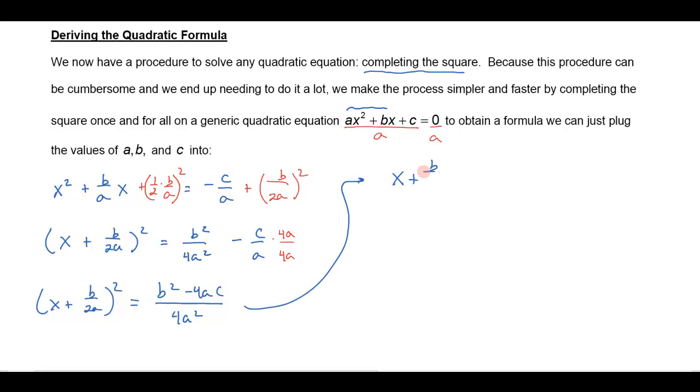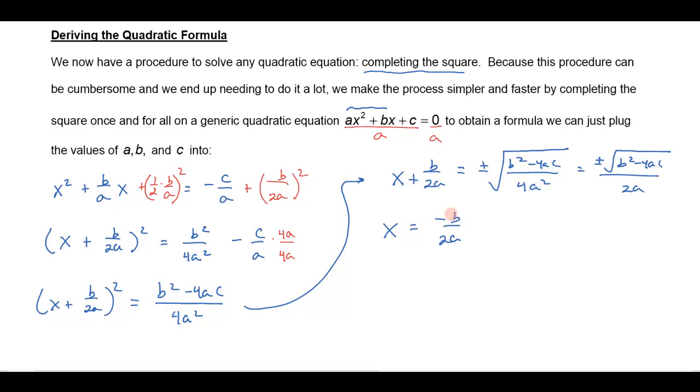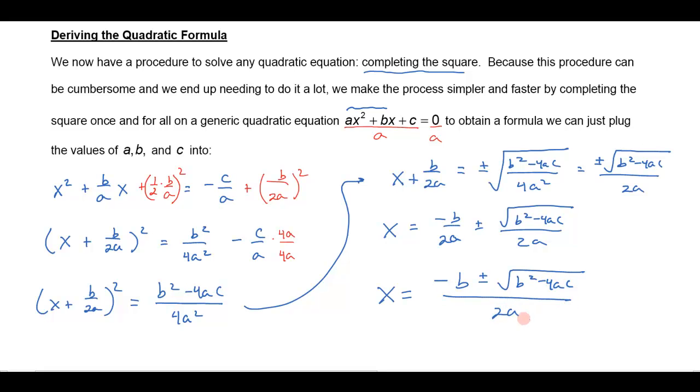and that will give me x plus b over 2a is plus or minus the square root of everything on the right hand side here. So I've got the square root of b squared minus 4ac all over 4a squared, and I can go ahead and take the square root of the 4a squared, right? And that'll be plus or minus the square root of the numerator, and the square root of 4a squared will just be 2a. Alright, so let's go ahead and bring the b over 2a to the other side. That'll give me a negative b over 2a plus or minus the square root of b squared minus 4ac all over 2a. And from there, I will combine those over the common denominator, and that's going to be my quadratic formula. Negative b plus or minus the square root of b squared minus 4ac all over 2a.